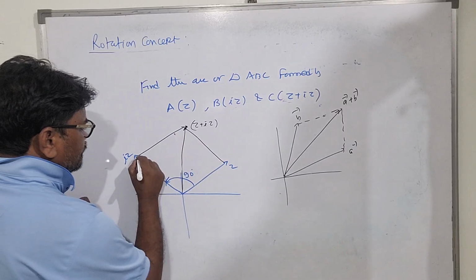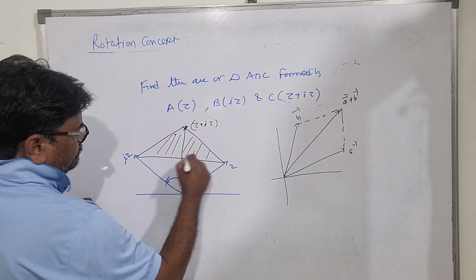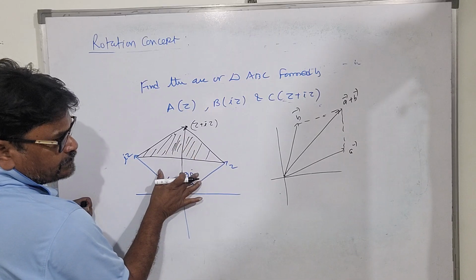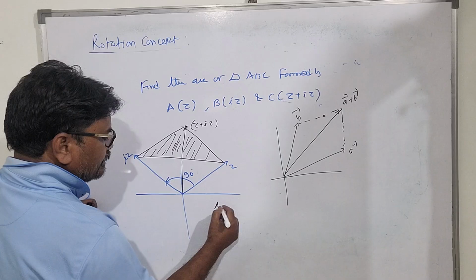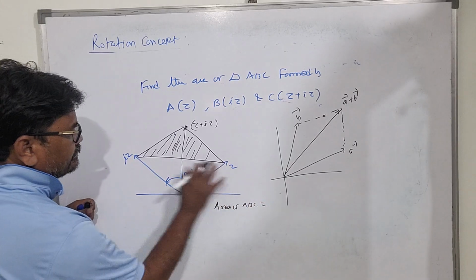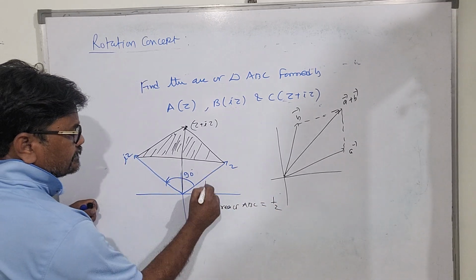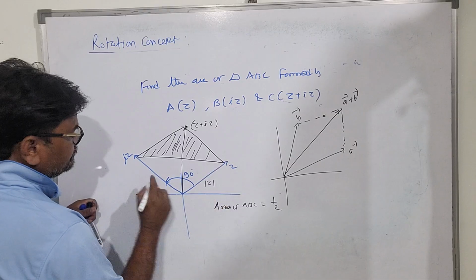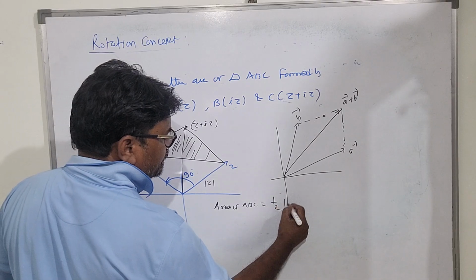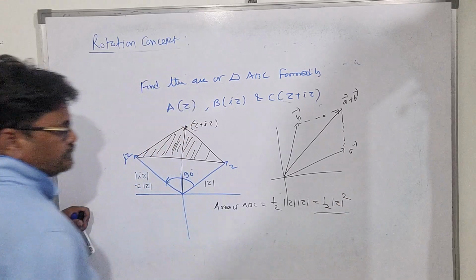So see, we have to find out the area of this triangle. But this triangle's area is same as the area of this triangle. So area of triangle ABC is area of this triangle. And this triangle's area can be found out very easily because it is a right angle. This side is modulus of z, this side is modulus of iota z, which is equal to the modulus of z. So area is half into base into height, that is half into modulus of z square.